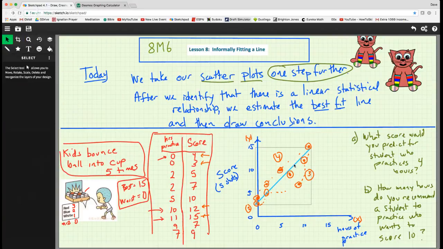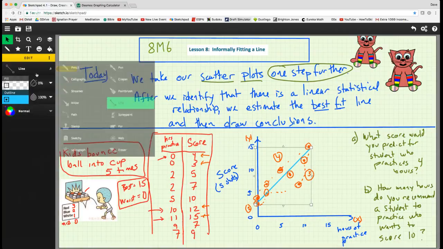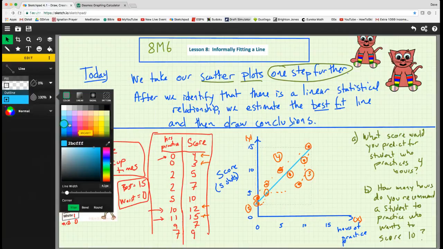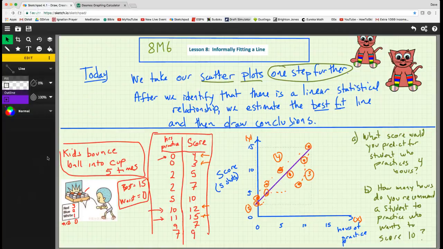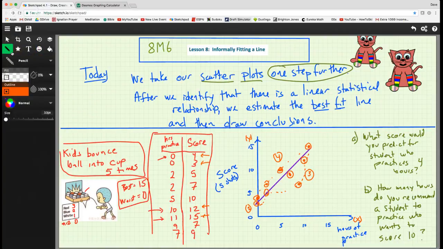So let's select this blue line one more time, and let's make it a dark purple so we can really hone in on it. Because now that we have a best fit line, we can start to make predictions. We can forget about our points and make predictions off of this line. So let's see how that's done. This is the new thing that we're learning today. We've learned how to identify a linear relationship, and we've drawn a few best fit lines, but now we're going to really make some predictions.